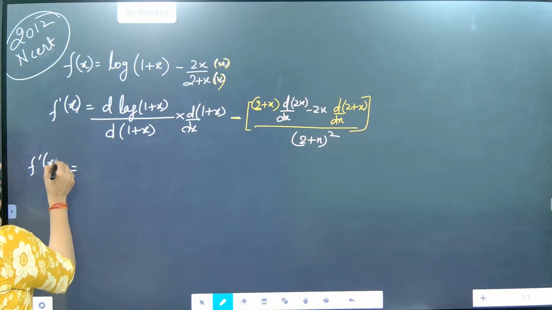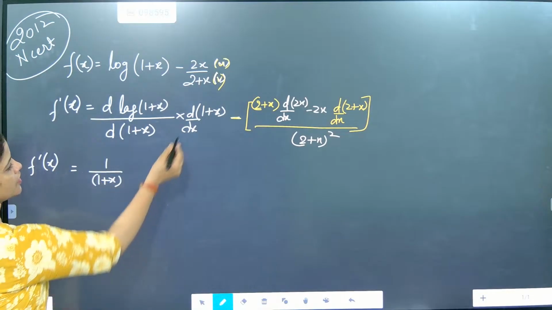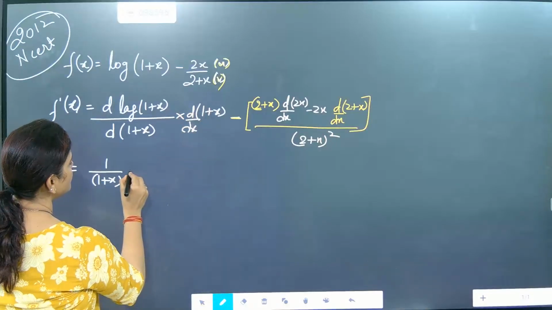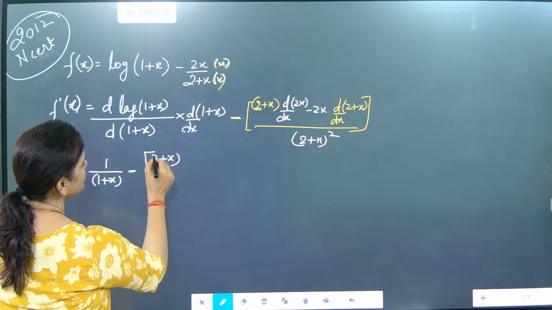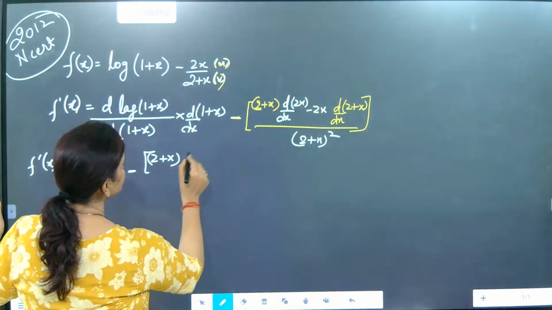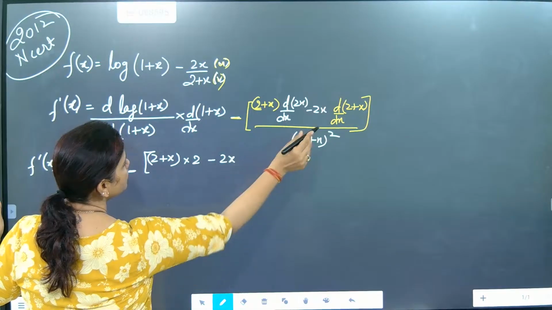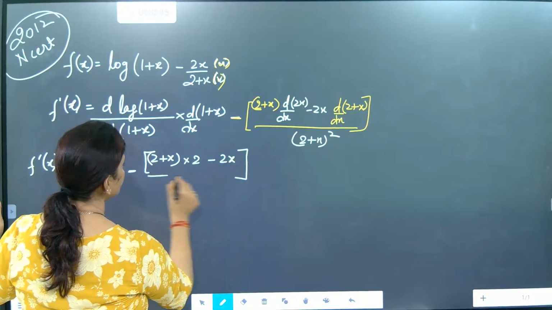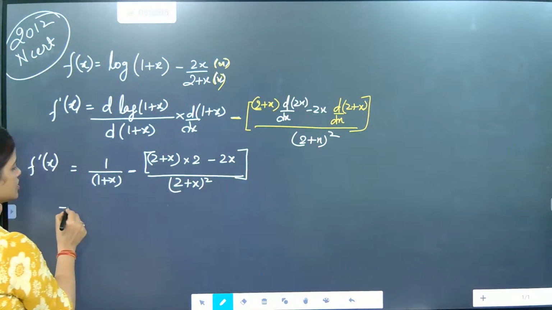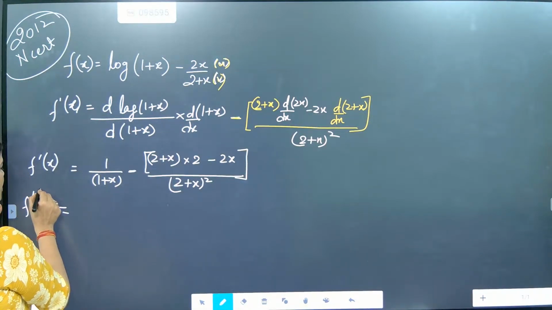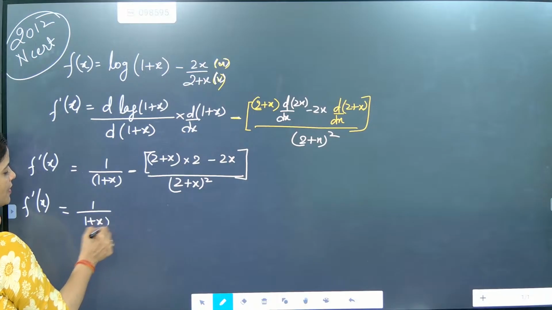Once we have done this, the log part: f dash x, the log part comes as 1 plus x. Now the differentiation of this part becomes 1 minus this bracket part: 2 plus x as it is, the differentiation of 2x gives 2, minus 2x, and the differentiation of that comes as 1, over the denominator 2 plus x whole square. First solve it very neatly. If differentiation is not good, you will have to kill the problem and come back.